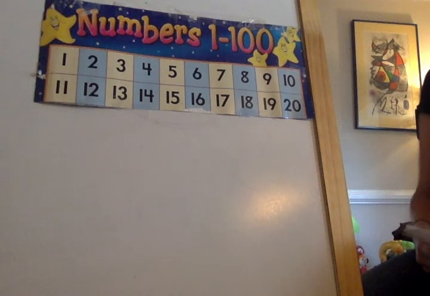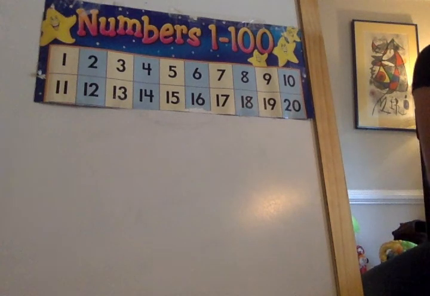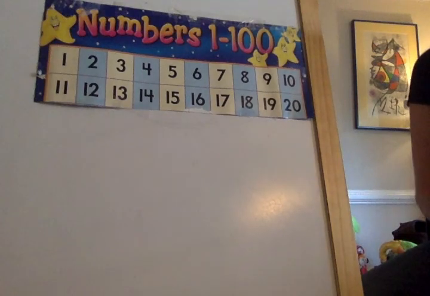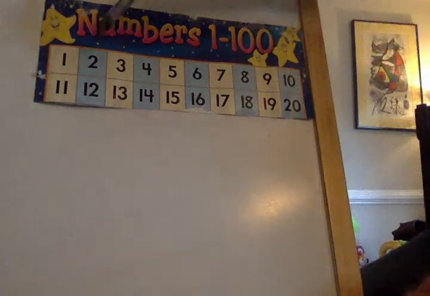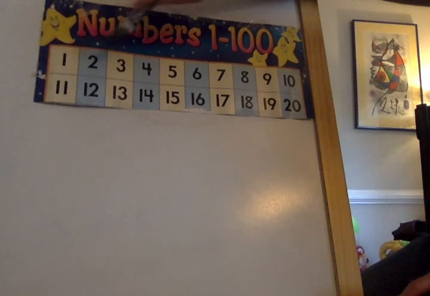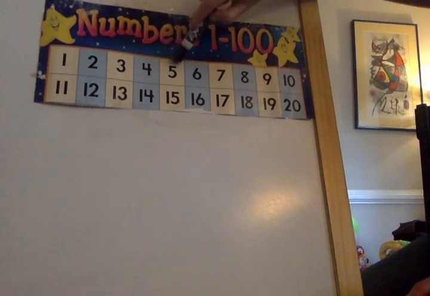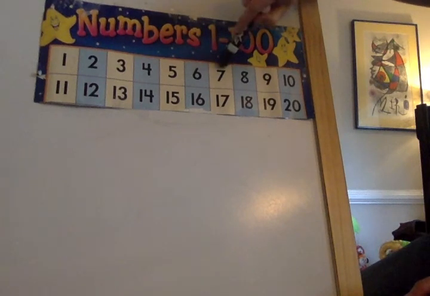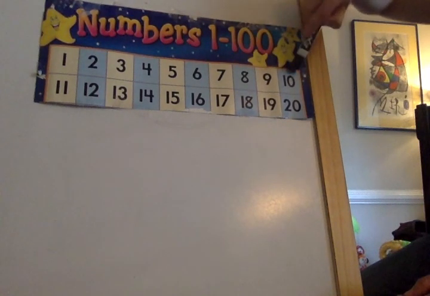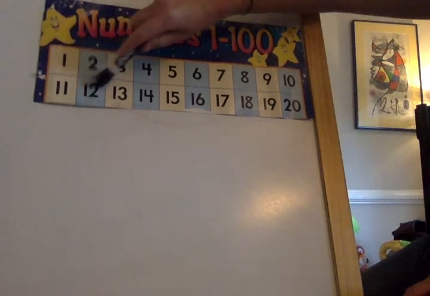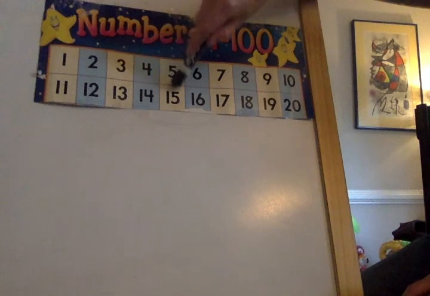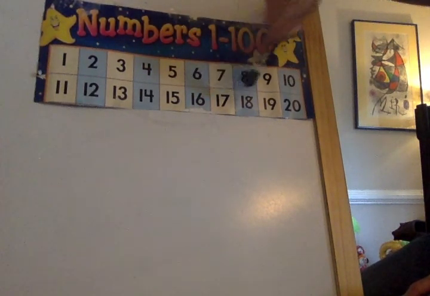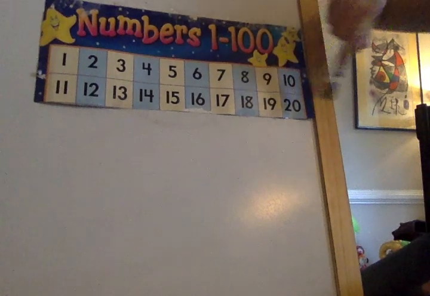Okay, boys and girls, it's time for math. Let's start math today by counting from 1 all the way to number 20. Ready? I need you to count with me starting now. 1, 2, 3, 4, 5, 6, 7, 8, 9, 10, 11, 12, 13, 14, 15, 16, 17, 18, 19, 20.